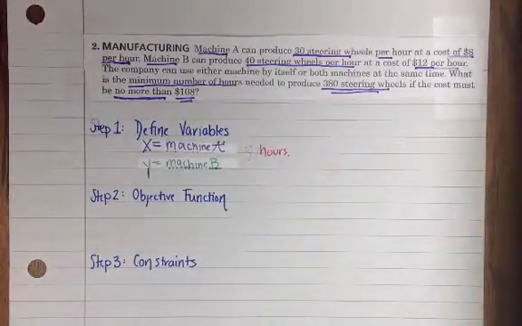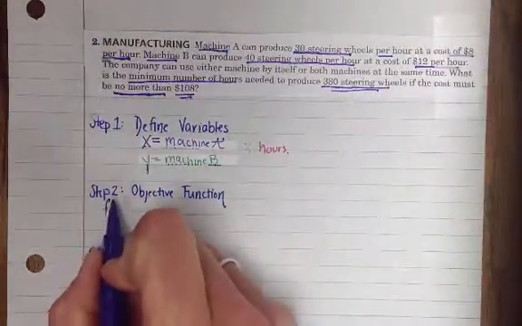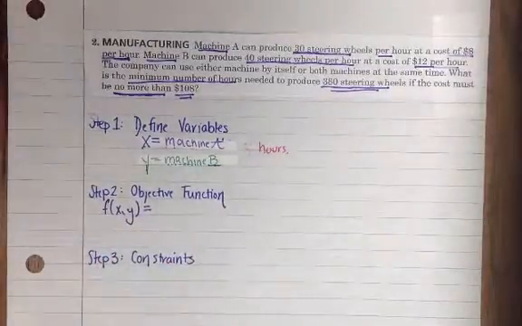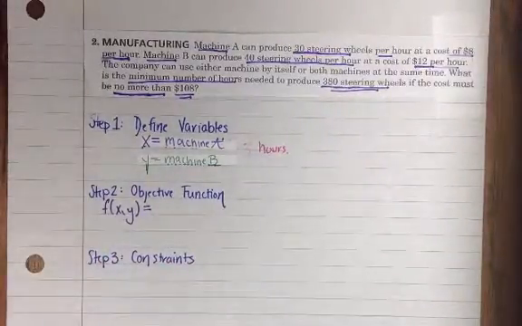Our objective function: we have our variables defined, now what are we trying to solve for? We're trying to solve for the minimum number of hours needed to get the 380 steering wheels at a cost that's no more than $108. So from our variables of machine A and machine B, I'm going to have my f of x, y. So again, that's function notation. We're using two variables there, x and y.